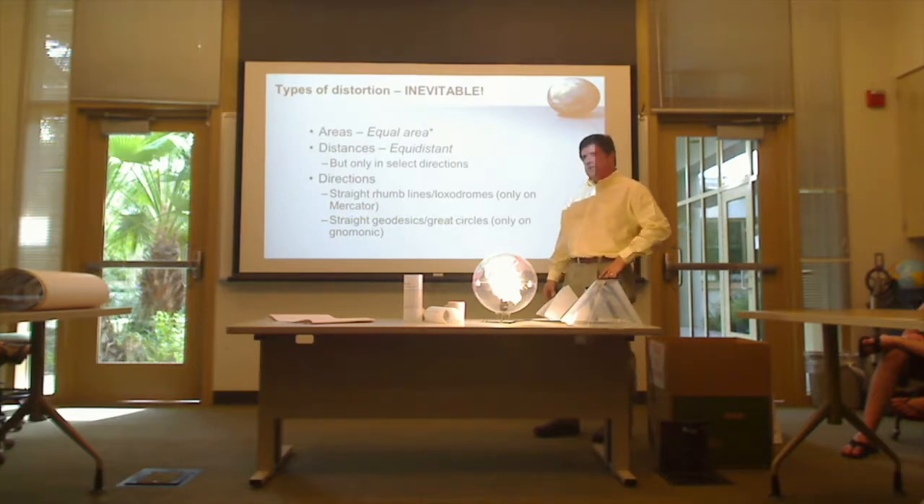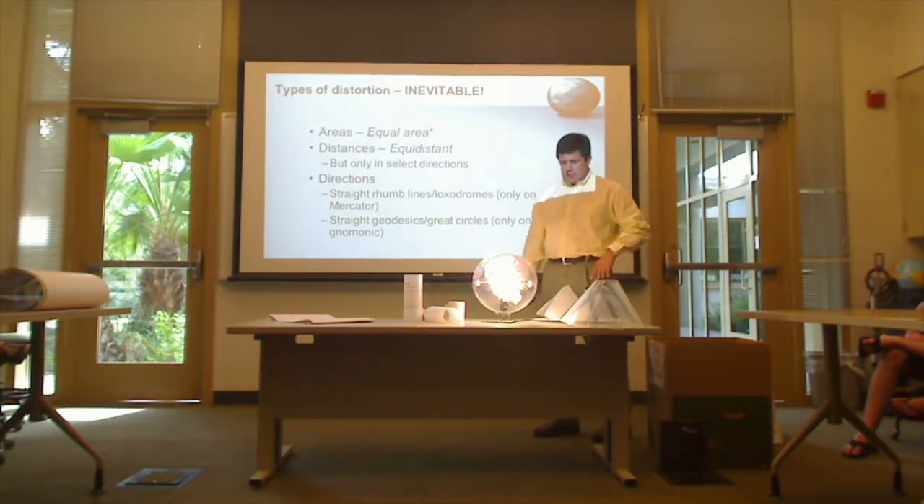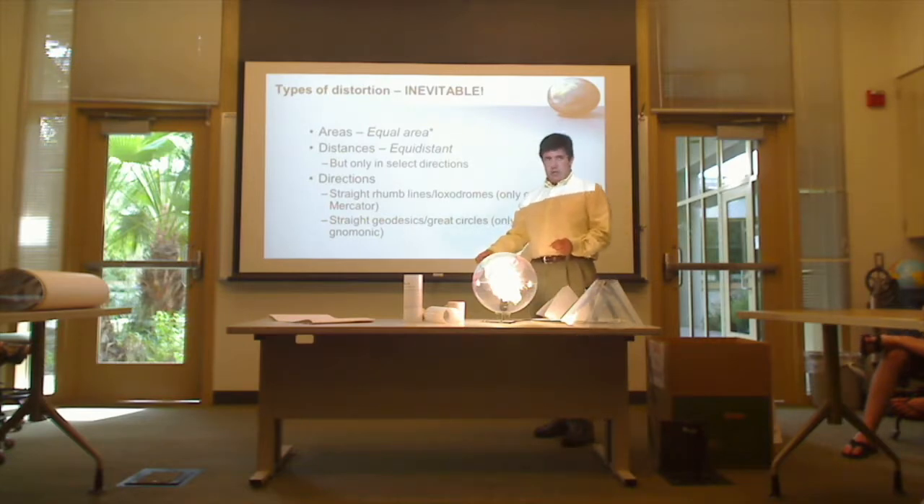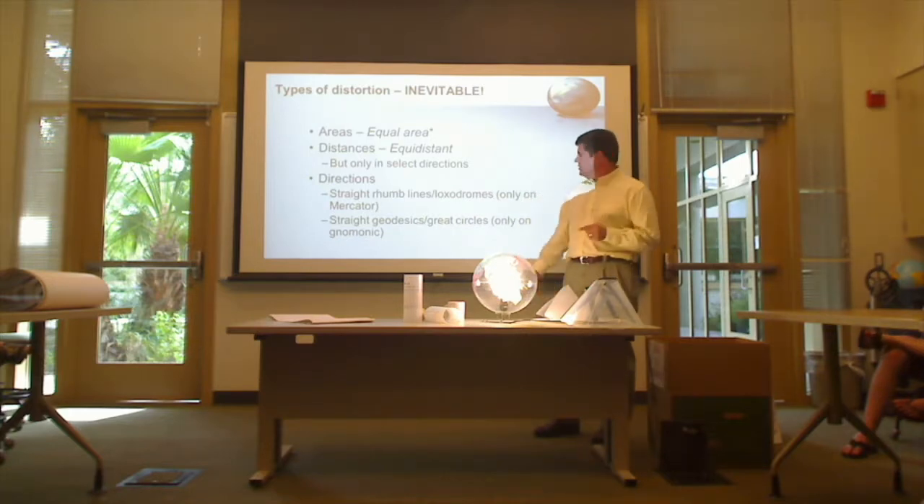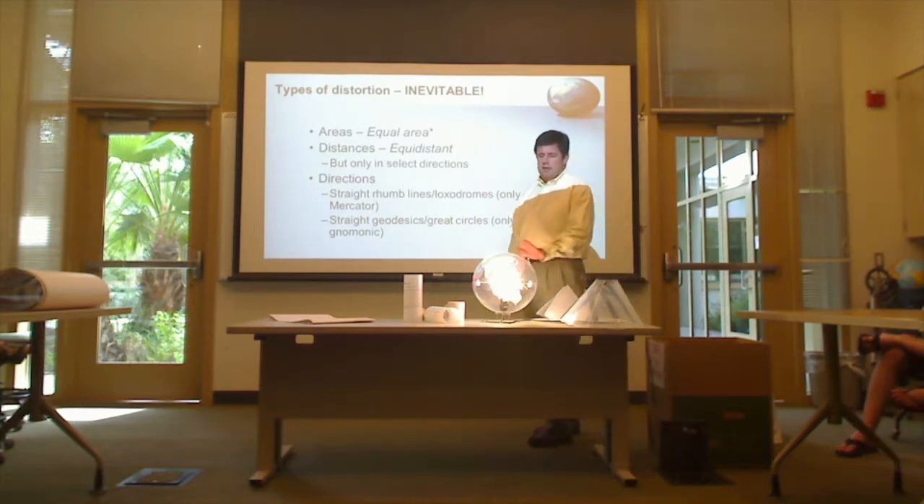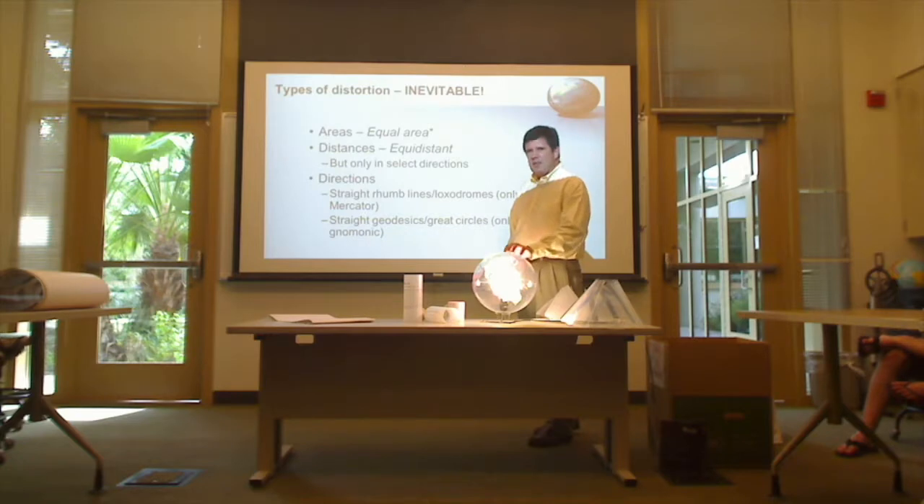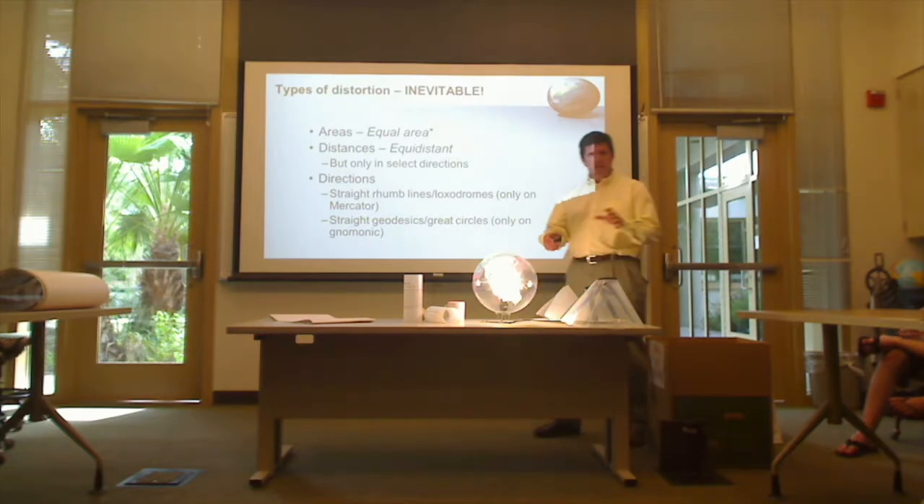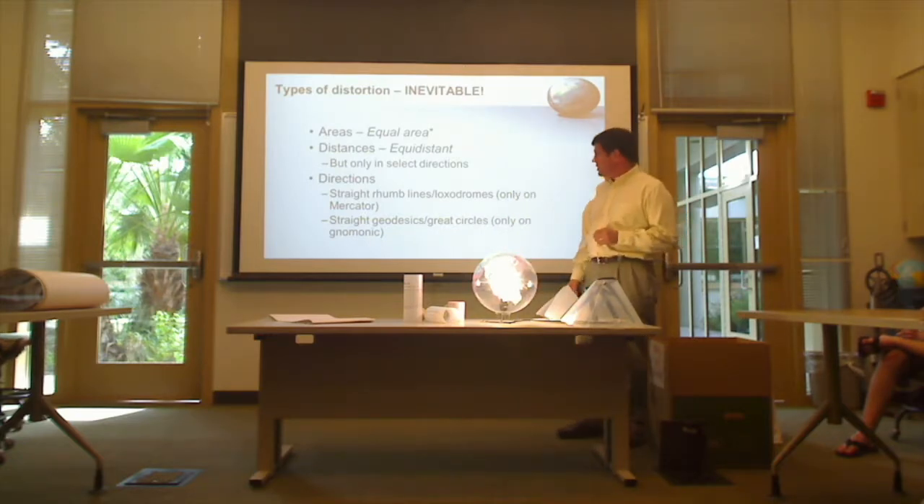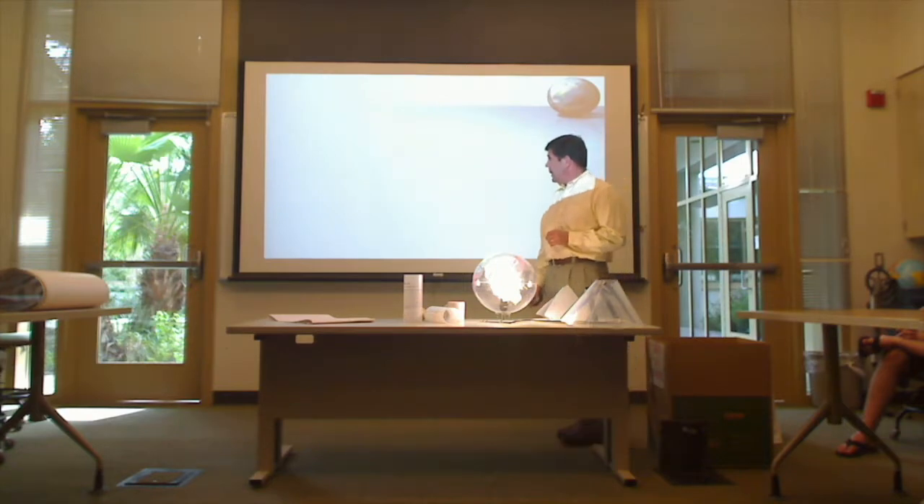So what we'd like to be able to do on the map is draw a straight line that traces out the shortest route. That would be great. It turns out there is one projection, the gnomonic, that preserves that. The problem with it is it can't do much at all up here. It'll do about the size of a continent, and it already starts to be pretty distorted. We'll see an example of that.